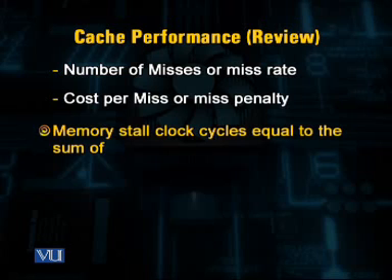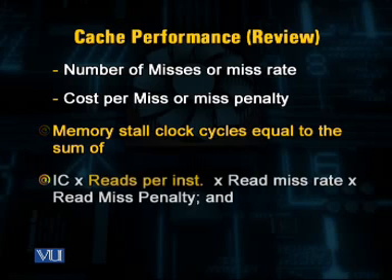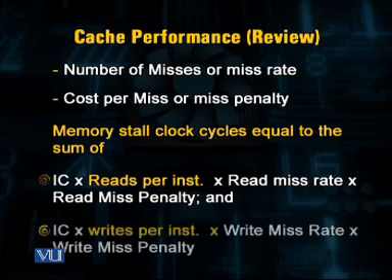Memory stall cycles equal the sum of instruction count multiplied by reads per instruction multiplied by read miss rate multiplied by the read miss penalty, plus the instruction count multiplied by writes per instruction multiplied by write miss rate multiplied by write miss penalty.